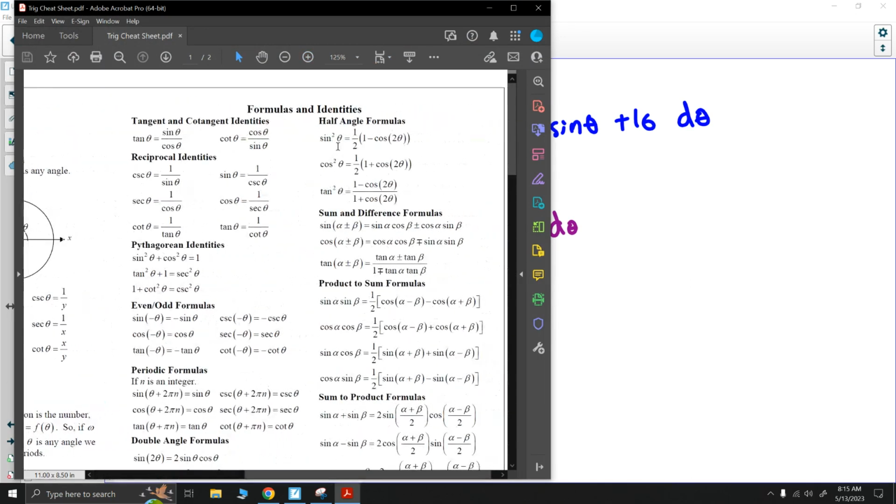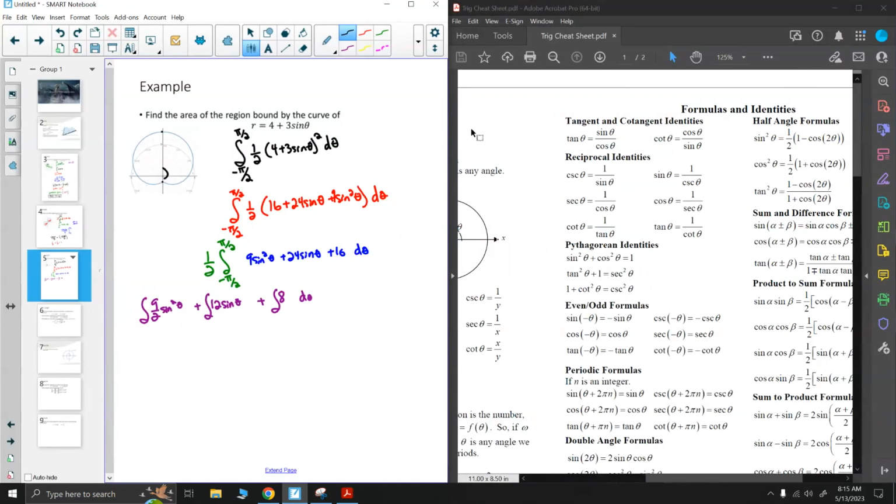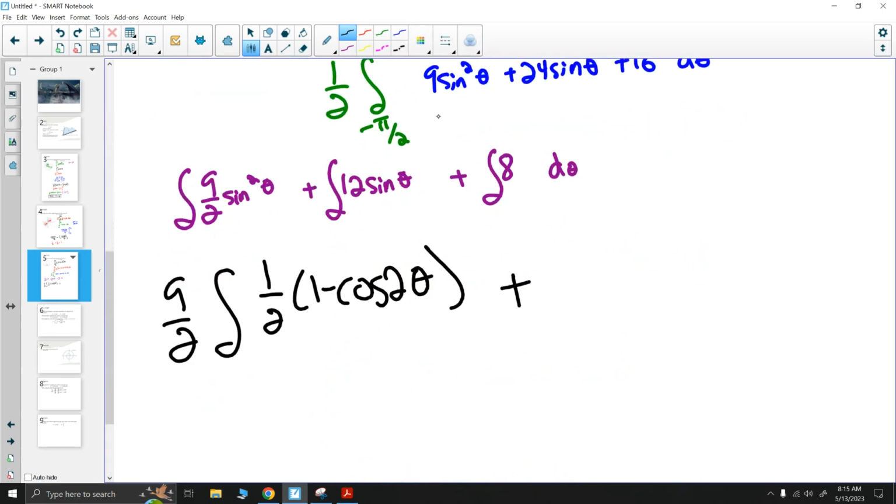Let's zoom in a little bit. Sine squared is 1/2 times 1 minus cosine 2 theta. So that's what we're going to use to integrate this one. The other ones are easy enough. This is going to be 9/2 times the integral of 1/2 times 1 minus cosine 2 theta, plus, so again, that's our sine squared, plus the integral of sine, which is going to be negative cosine, so negative 12 cosine theta plus 8 theta. That's what we have here. We'll just keep those in mind. We're going to deal with this over here.